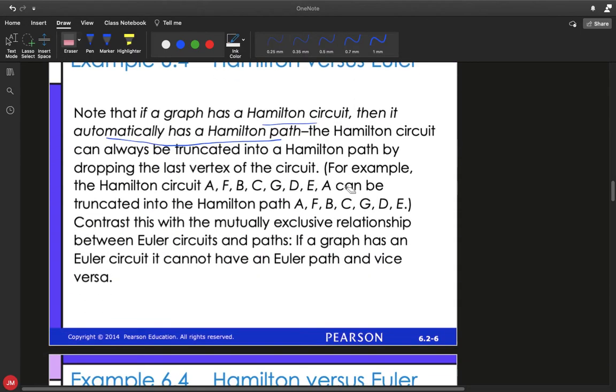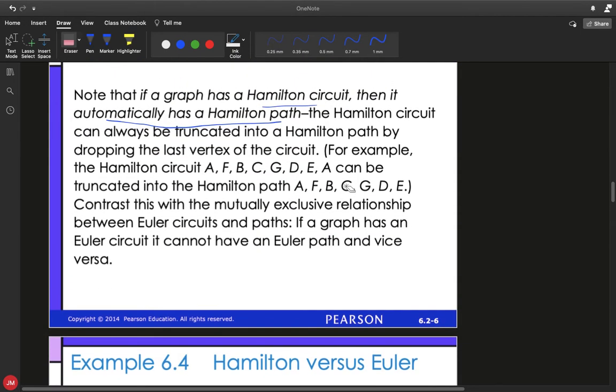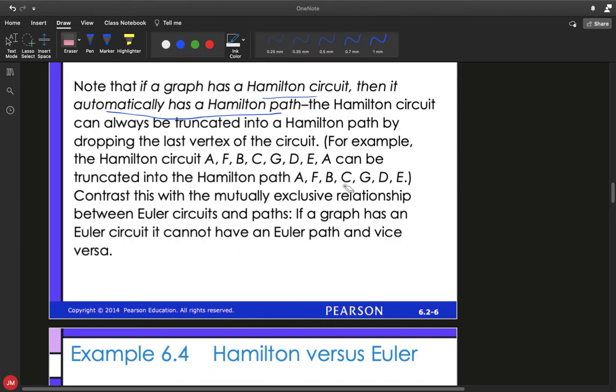So every circuit has a path. That's not necessarily true the other way around. It does not necessarily mean that paths also have circuits.